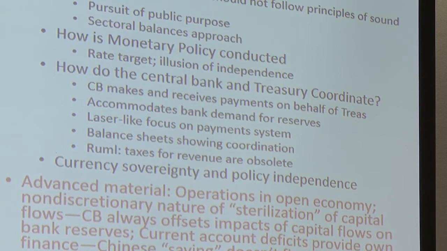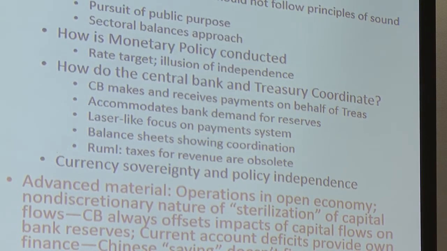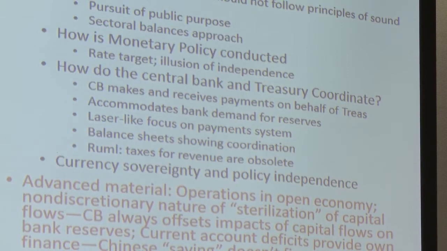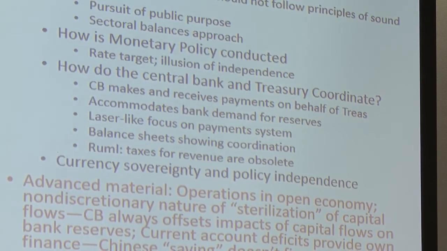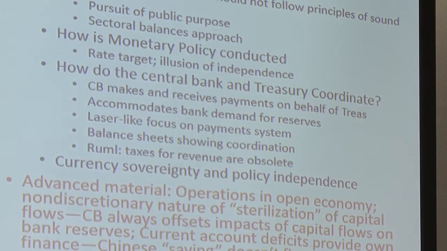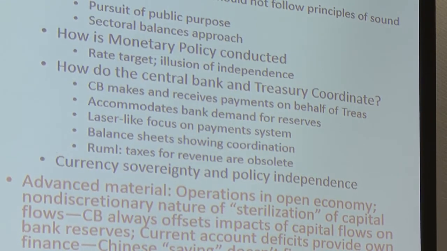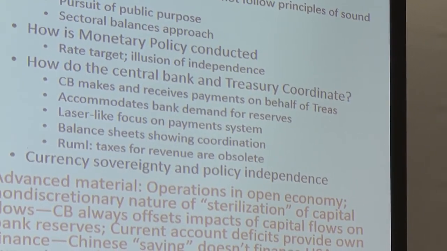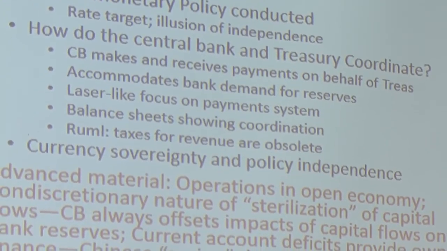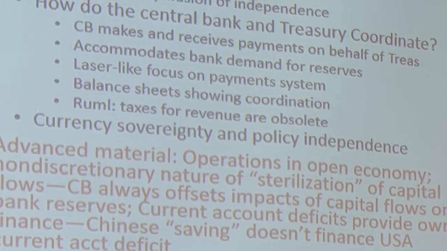So the one function of the central bank, and this was the first function of central banks, is to act as the Treasury's bank. And so we talk about this connection between the Treasury, because all the payments have to go through the central bank, and they have to be received through the central bank. Central banks accommodate demand for reserves, so this is the horizontalist post-Keynesian approach. We use what Scott called the laser-like focus on the payment system, which is the second most important thing that the central banks do.